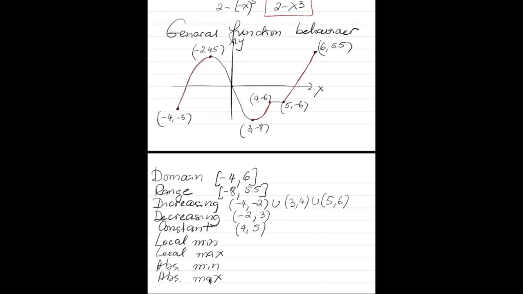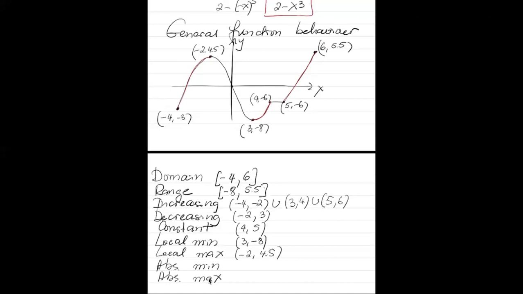Local minimum. This is the lowest point in a neighborhood. I see the local minimum at 3, -8. Okay. And that's it. A local max, -2, 4.5.